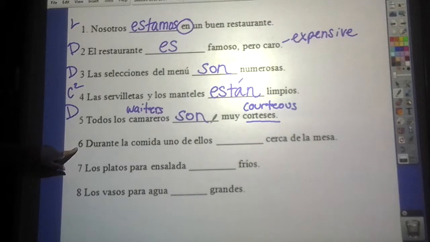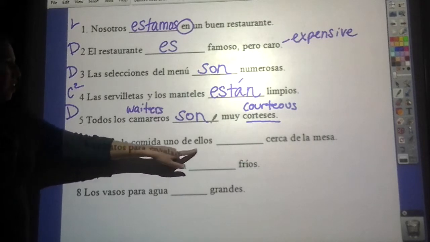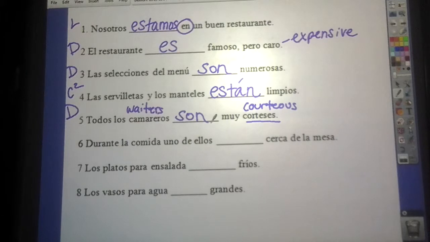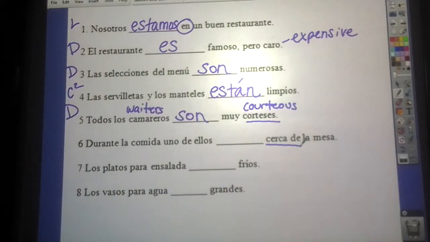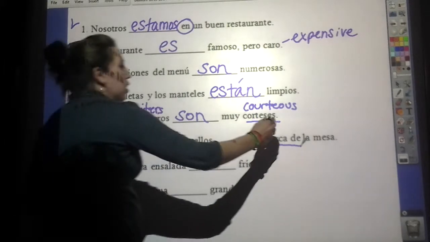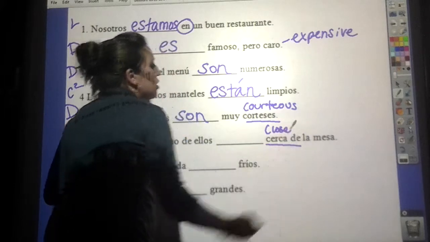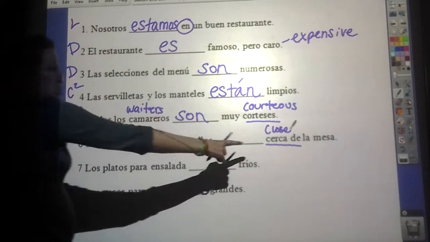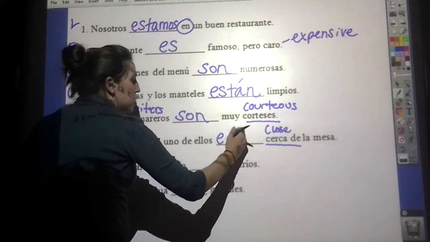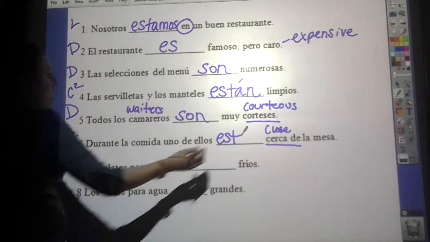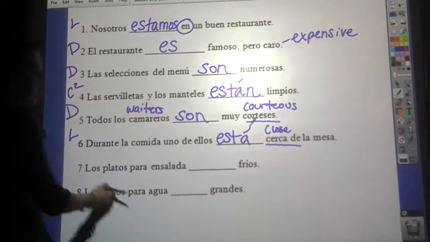Número 6. Durante la comida, uno de ellos blank cerca de la mesa. Alright, the key word here is cerca. Cerca de. You should have learned cerca de in Spanish too. Cerca de is a location word. Cerca de means close. So, in this case, since we're speaking about a location, location goes with a star, and we get está.